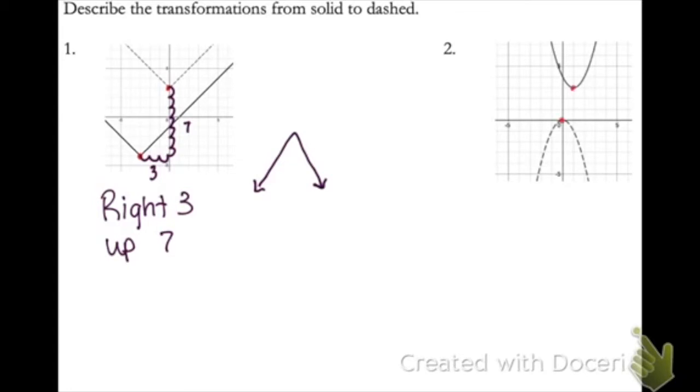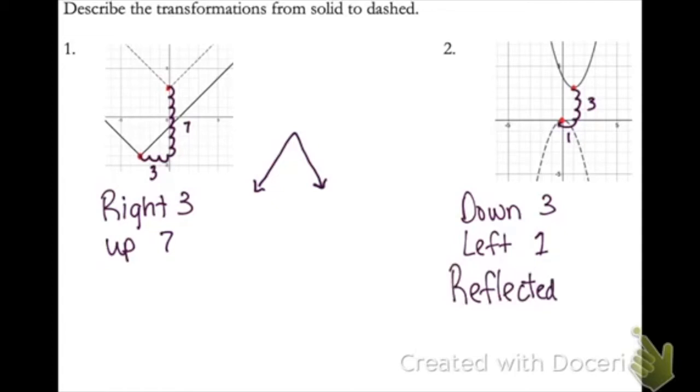Number 2, we're going to do the same thing. This graph, however, is a parabola. It's a quadratic. I know that because they are both U-shaped. All right, first of all, looking at the vertex, those 2 red dots, let's see if it moved, down 3 and left 1. I also notice that this graph has been reflected.